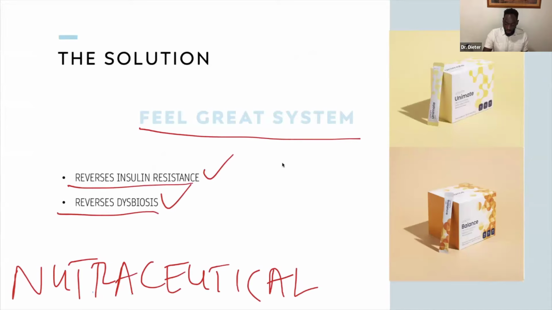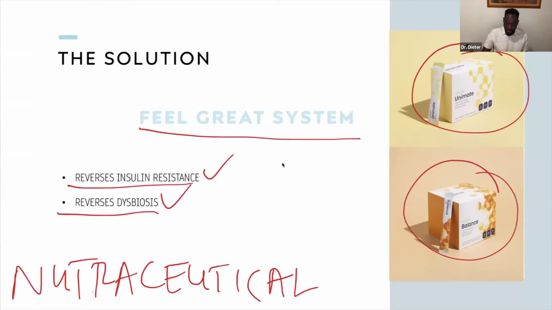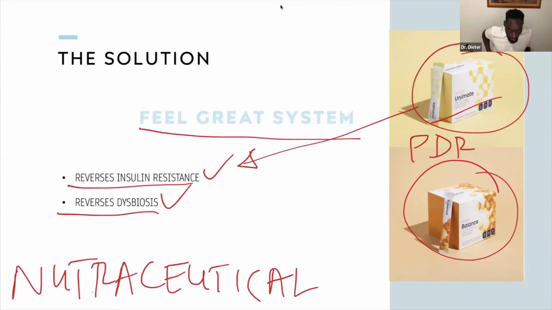There are two things in the product. One of which is this product called Unimate, and the other is this product called Balance. If any of you here are in the healthcare field, maybe you're a doctor, a nurse, a pharmacist, or what have you, you'll be surprised to know that both of these products are listed in the Physicians' Desk Reference. Let's talk about Unimate. What is it and how does it help to reverse insulin resistance?